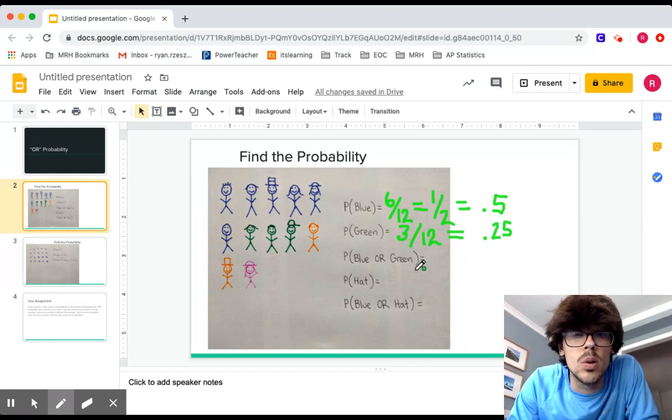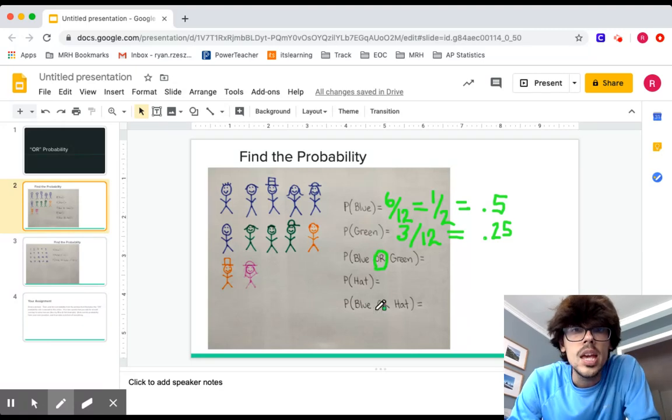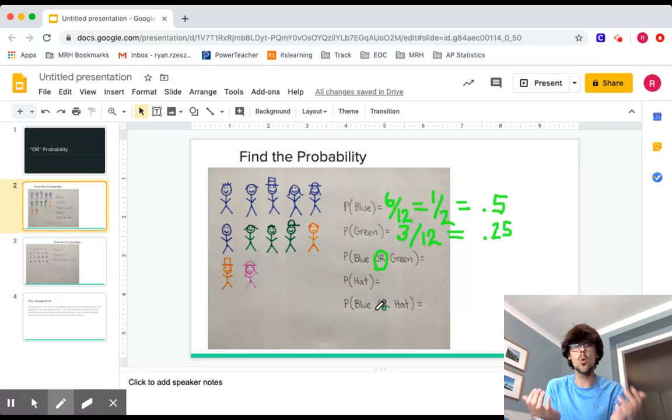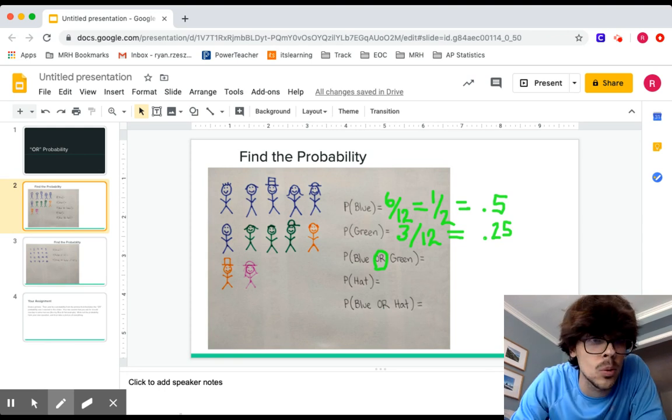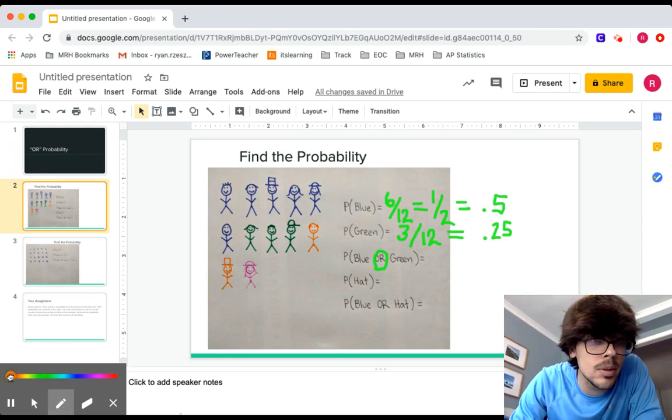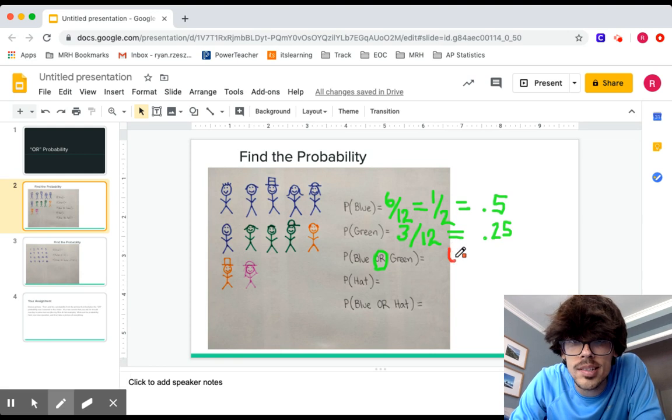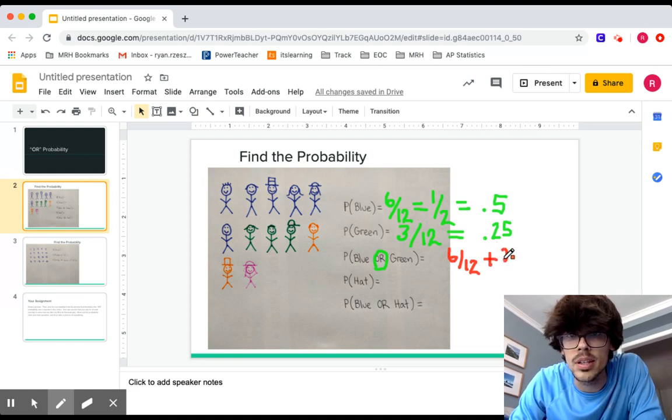Now, the next one is what I'm talking about in this video, OR probability. If I want the probability of blue or green, I already found the answer for blue. I already found the answer for green. I can just add those 2 answers together and get my total. So if I look at this, probability of blue, there are 6 out of 12 that are blue. And then if it says the word or, with probability, that means you're supposed to add. So we're combining 2 things. There are 3 of them that are green.